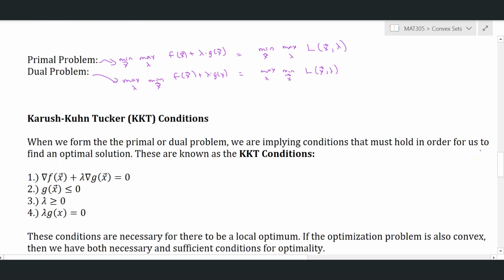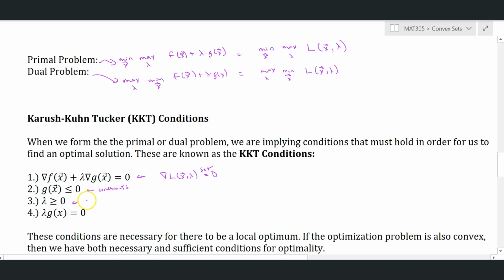Now, in order to guarantee optimality, when we form the primal or dual problem, we are implying conditions that must hold in order for us to find an optimal solution. So first of all, this condition right here says what we already do. We set the gradient of the Lagrangian equal to 0, and we solve that. Then we also have these constraints that are of the form g of x is less than or equal to 0. Of course, if we had multiple, we would just say g vector of x, and we'd have a vector of lambdas, put the vector hat over the lambdas.